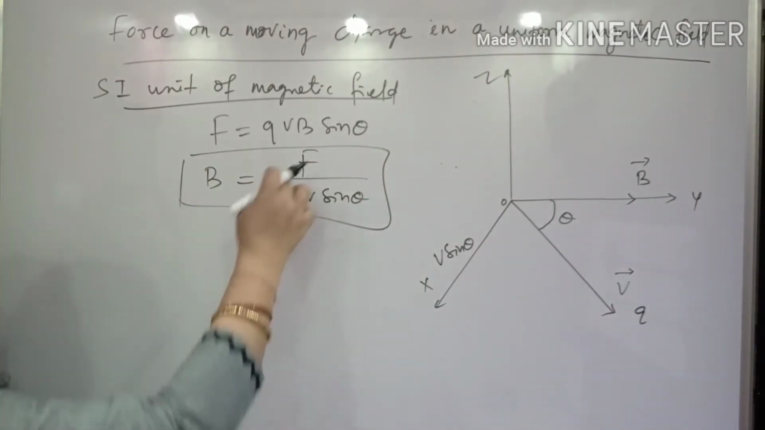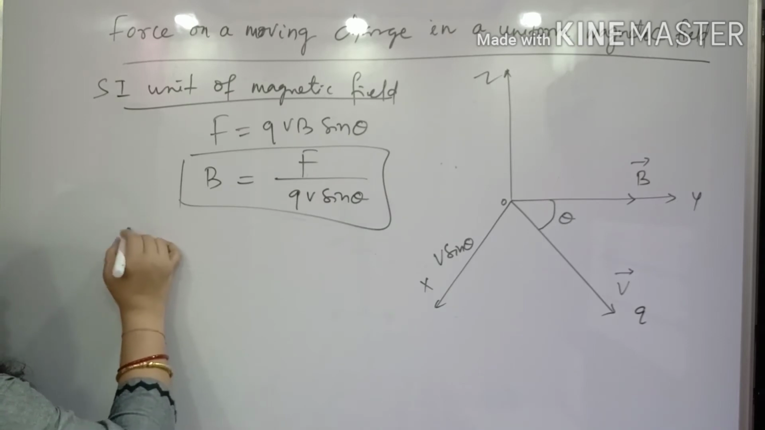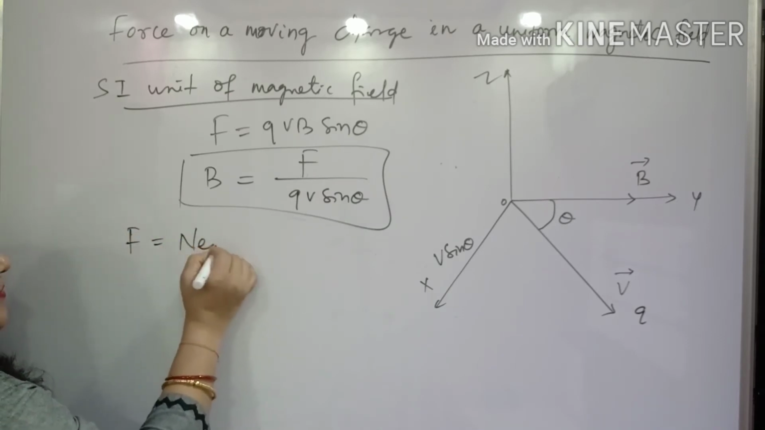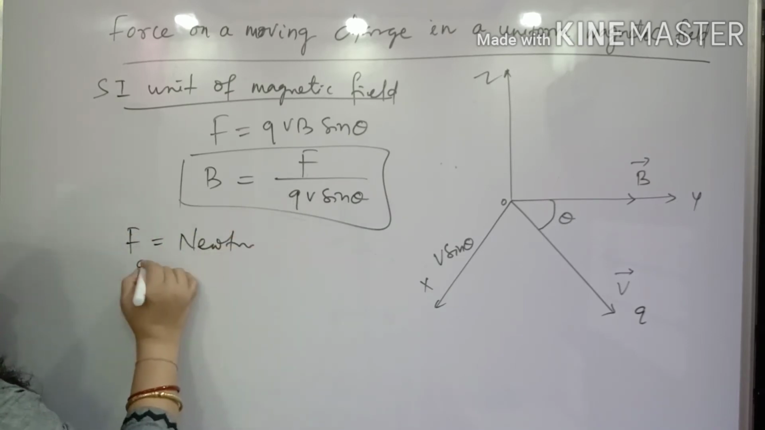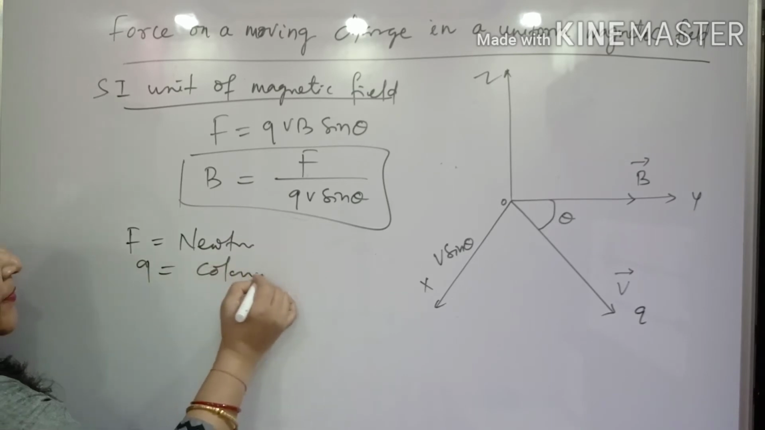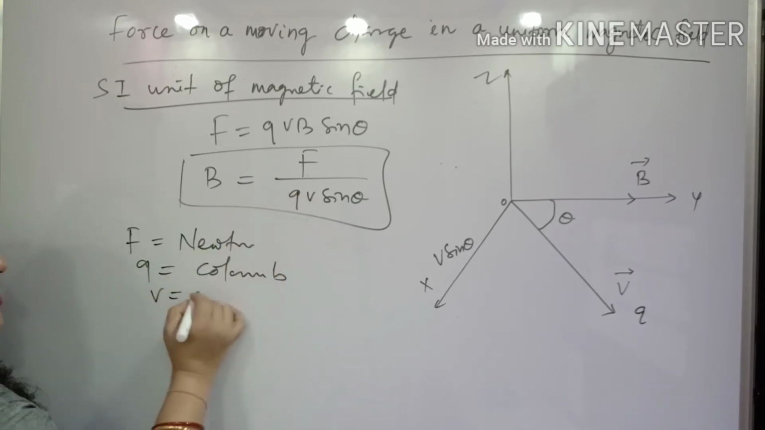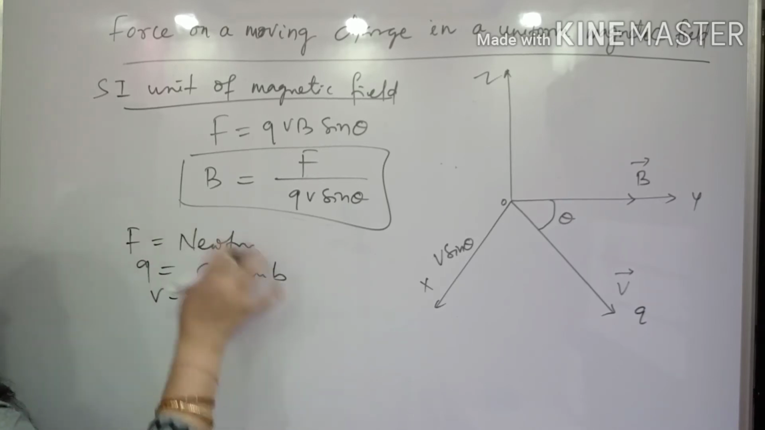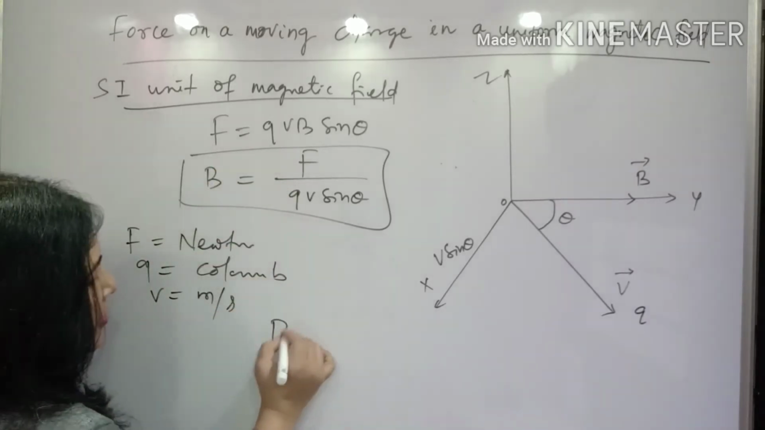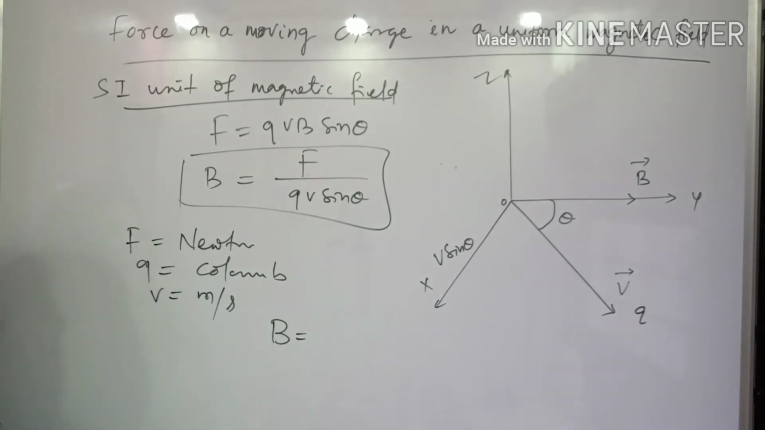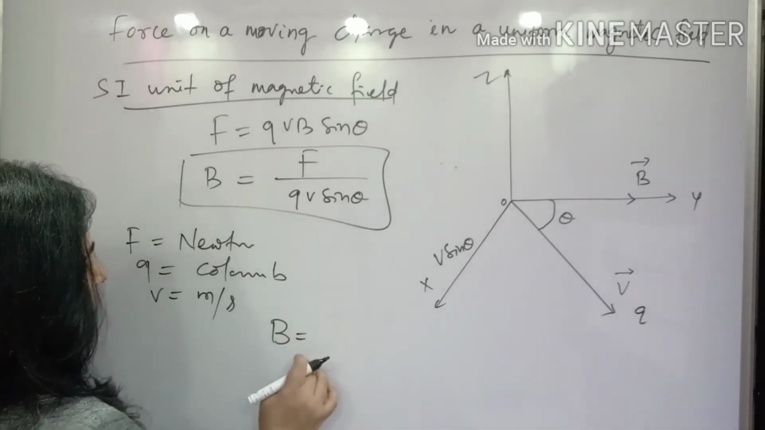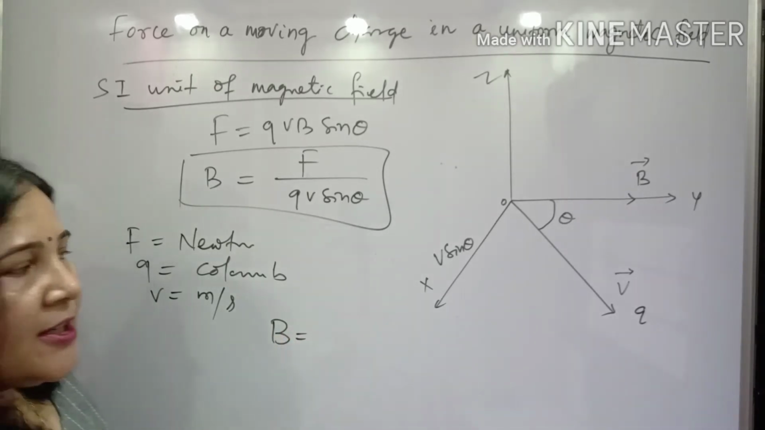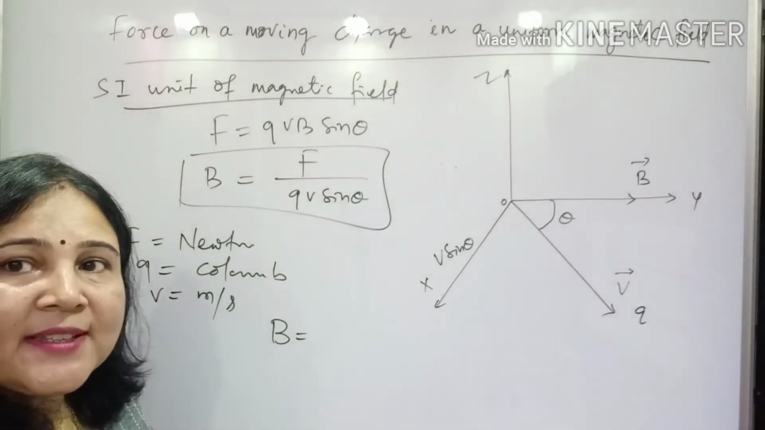Look here, in the SI system, the force unit is Newton. The charge unit is Coulomb. And the velocity's unit is meter per second, and sine theta has no unit. So if we combine all, that will give you B's unit. Previously we have already discussed the magnetic field's SI unit, that is Tesla.